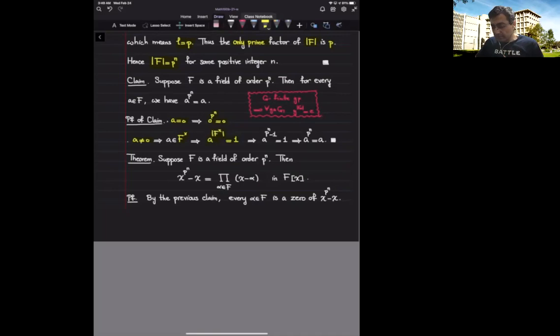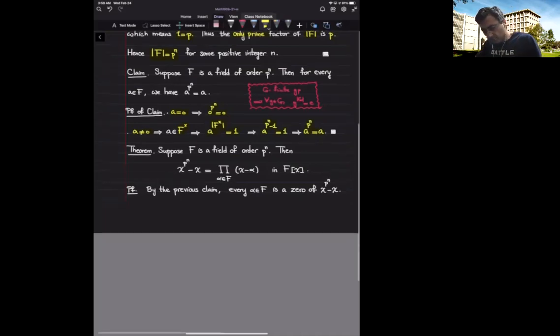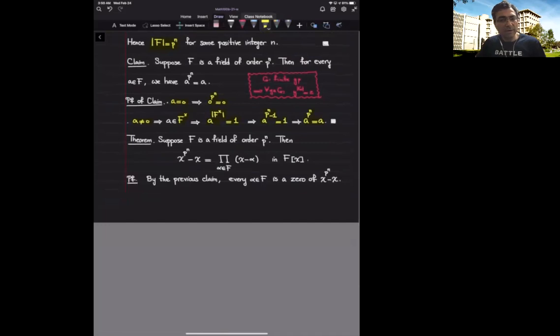But the number of units is p to the n minus 1 because F is a field, so everything minus 0 gives me the units of this finite field. So a to the power p to the n minus 1 is 1. Now we multiply both sides by a, and we end up getting the desired equation: a to the power p to the n is a. So altogether, we are showing this equality is true for every element a inside this field.